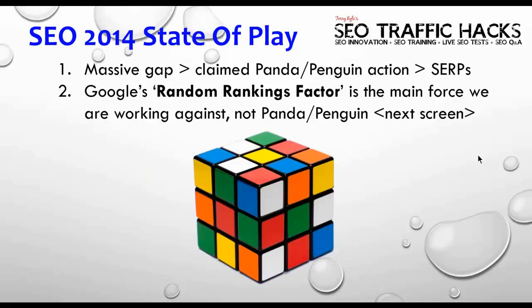Now that's completely my own term, this is completely my own theory, so you don't need to write in and say that's not true, Matt Cutts never acknowledged that or whatever. This random rankings factor, as I'll explain in a minute, I think is really at the heart of a lot of your own SEO failures, and certainly my own SEO failures, more than anything that Google is algorithmically working in.